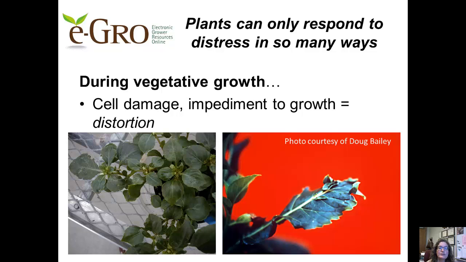Or when leaf cells are damaged, especially before they have fully expanded, this results in foliage distortion. We see this with lots of pest feeding damage, such as the impatiens on the left, but also with physiological disorders like heat delay of hydrangea, shown on the right.